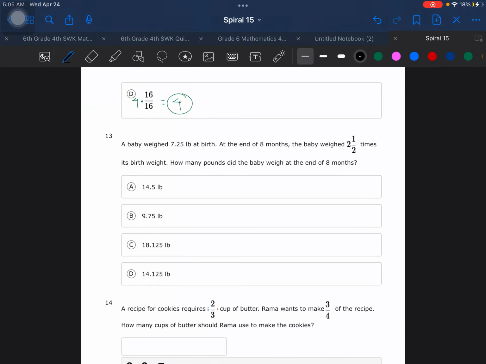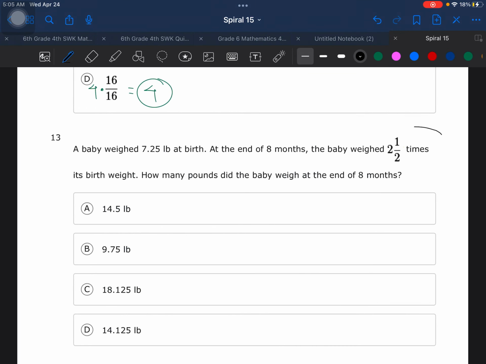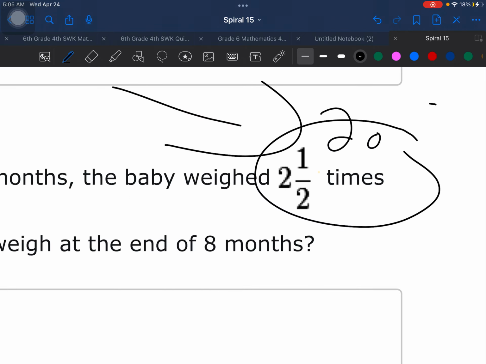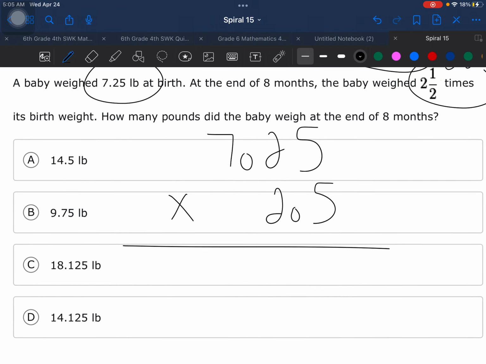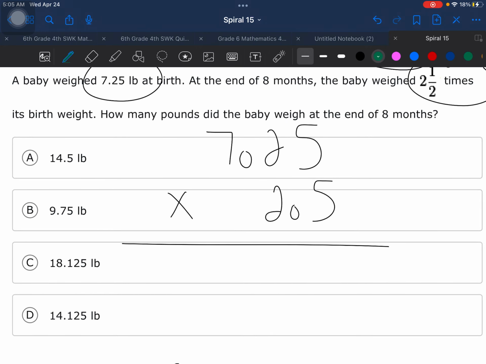La número 13, chicos. Right away. Times. ¿Qué es lo que vamos a hacer? Multiplicar. But this is 2.5. Entonces, 7.25 times 2.5. Y ahí se los dejo que practiquen, chicos, por favor. Ya deberían de saber multiplicar.